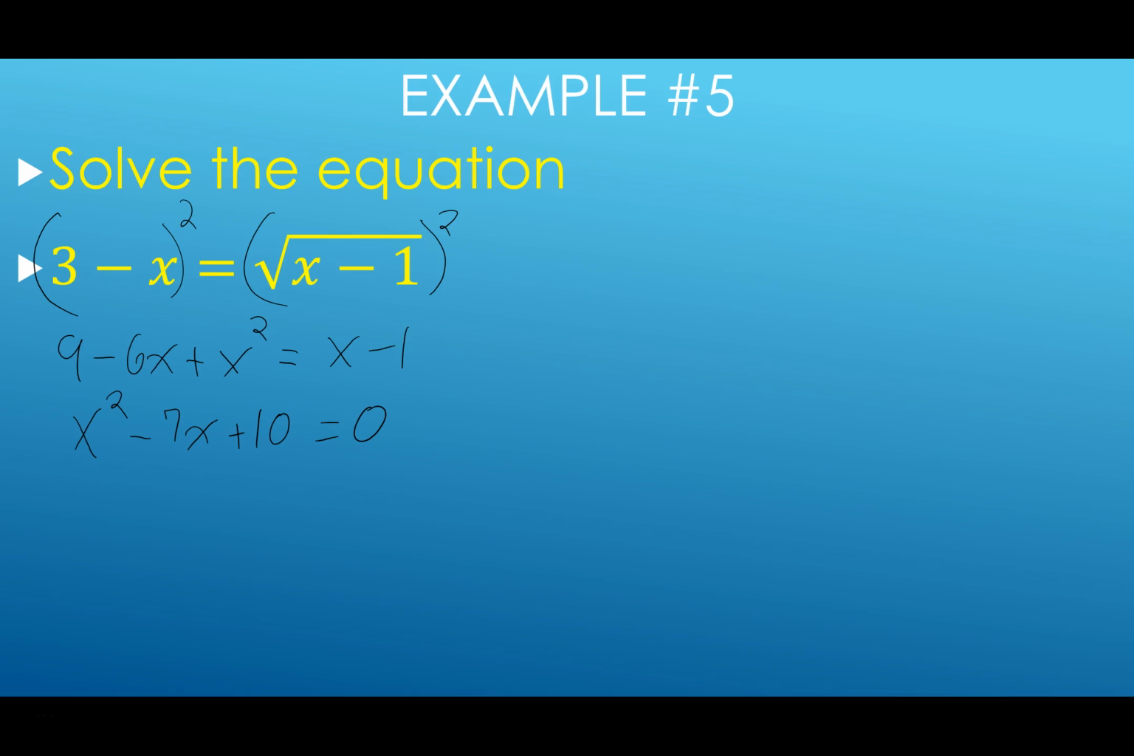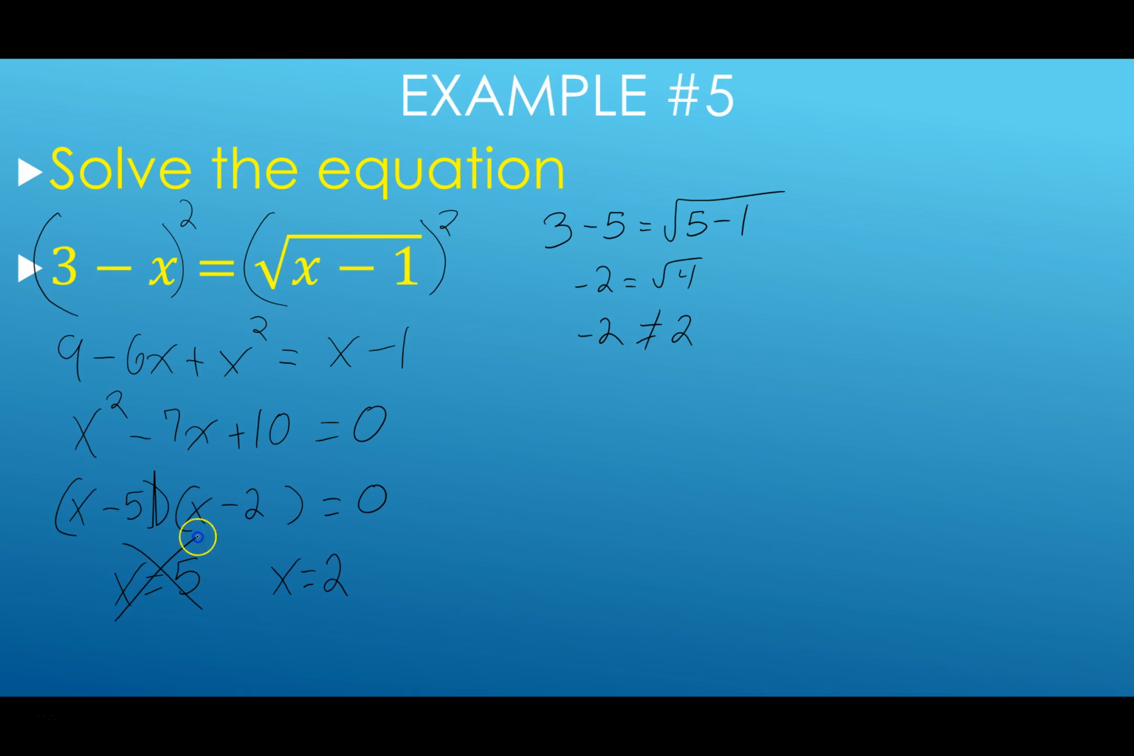So this is a trinomial which we can factor by reverse foiling it. The factors of 10 that add to be -7 are -5 and -2. So we have possibilities of x equals 5 and x equals 2. And again, both answers need to be plugged back in to check. So if we try 5 first, we get 3 minus 5 equals square root of 5 minus 1. -2 equals square root of 4. -2 does not equal 2, so 5 doesn't work.